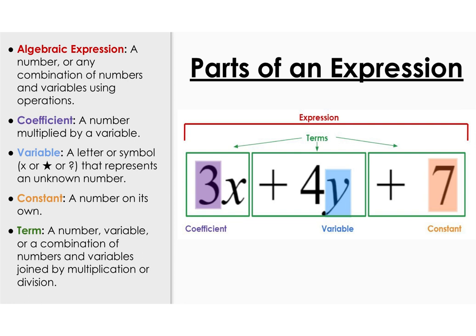A variable is a letter or symbol, x, y, star, or question mark that we've been using a lot, that represents an unknown number. A constant is a number all by itself, so it's not being multiplied by anything, like the 7. And a term is a number, variable, or a combination of numbers and variables joined by multiplication or division. So here we actually have 3 terms. Every time you add or subtract something, that separates the terms.